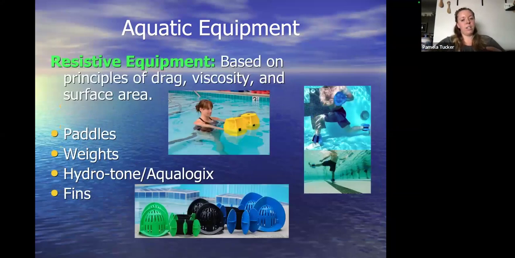There are different pieces of equipment that I use to resist movements using principles of drag and viscosity, which I mentioned before. These are paddles and weights, different fins.